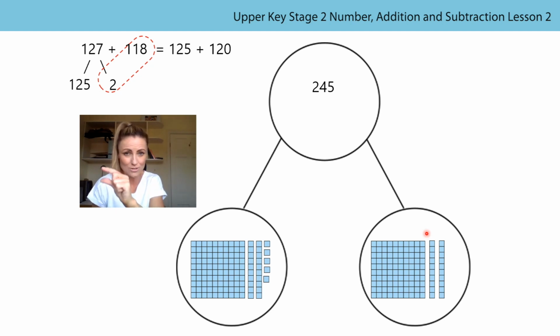Imagine those bowls of sweets. We saw the 2 sweets move over from one bowl to the other. That is our redistributed equivalent calculation. And looking at that, it feels much easier to add 125, add 120. Why is it easier? Have a think about that 120. That's it. It's a multiple of 10, and it's really quite easy to add a multiple of 10 onto a 3-digit number. So we know that our sum is 245.